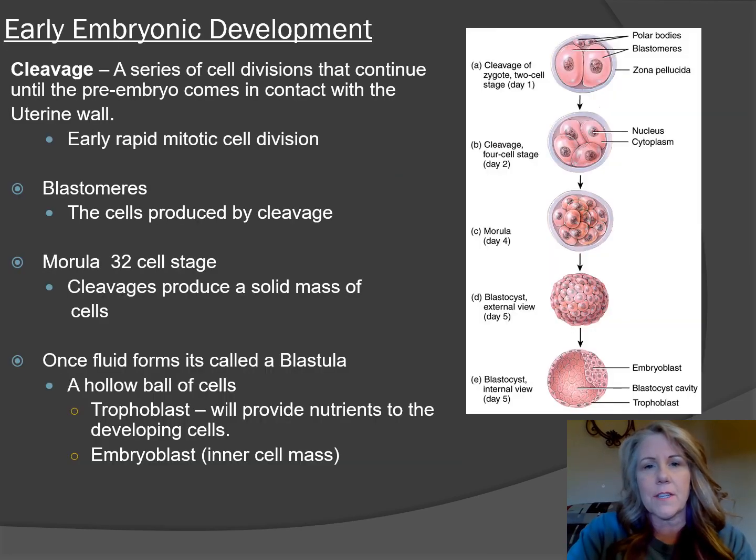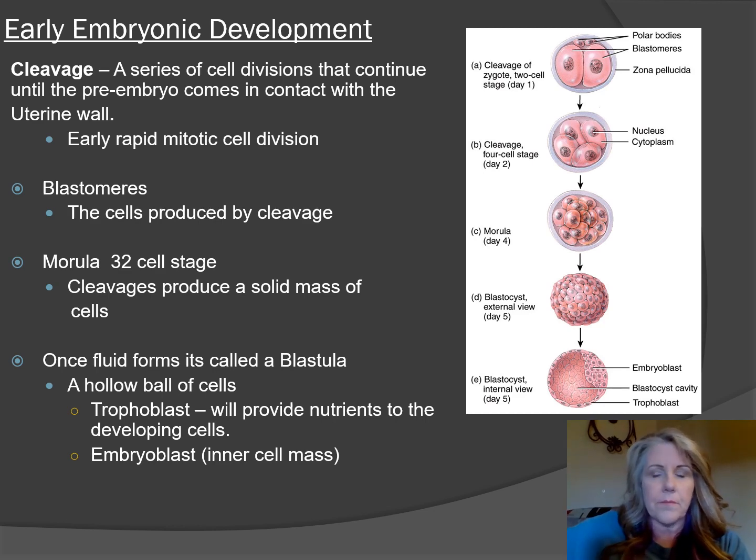Once fertilization is complete, then we have early embryonic development. So I have a term for you, and it's called cleavage. What does cleavage mean? It's a series of cell divisions that continue until the pre-embryo comes into contact with the uterine wall. Now, ideally, the fertilization will occur in the uterine tubes. Then you're going to have early rapid mitotic cell division.